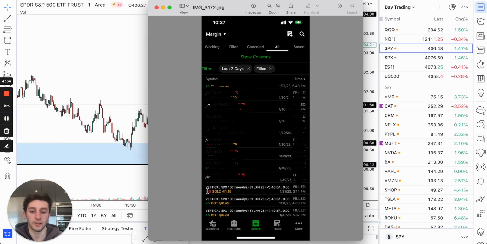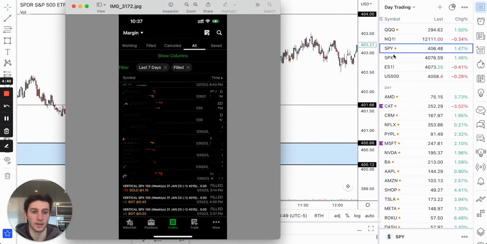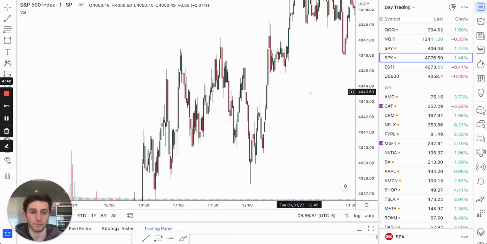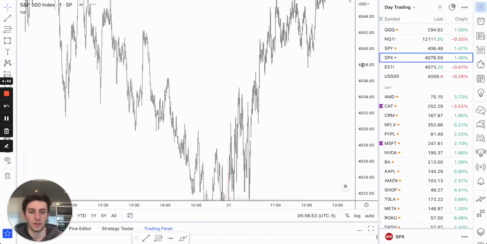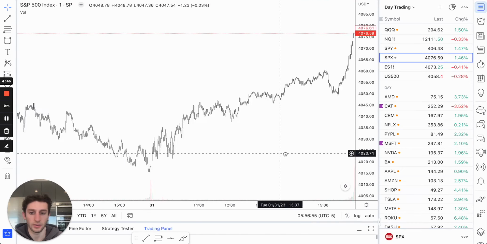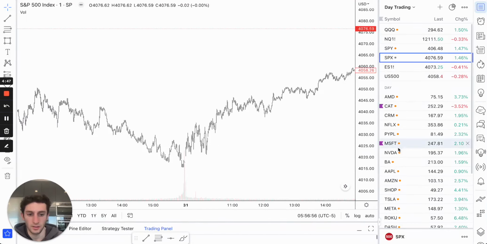I did get filled on 10 different contracts. I sold the 4015 by 410 strikes on SPX. So if we go down here, 4015, let's see, it's right down here, and the 4010 is right here. So you can see that I eventually got these strikes here. And basically what that means with credit spreads is as long as price stays above these two levels, I'm going to make the full profit.